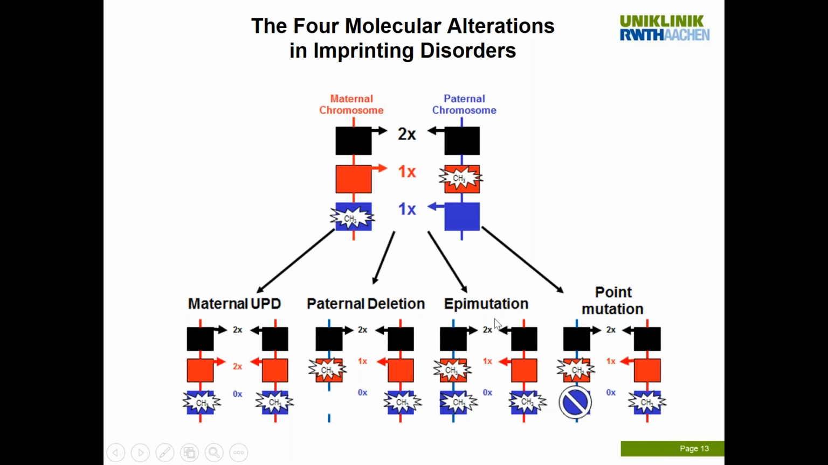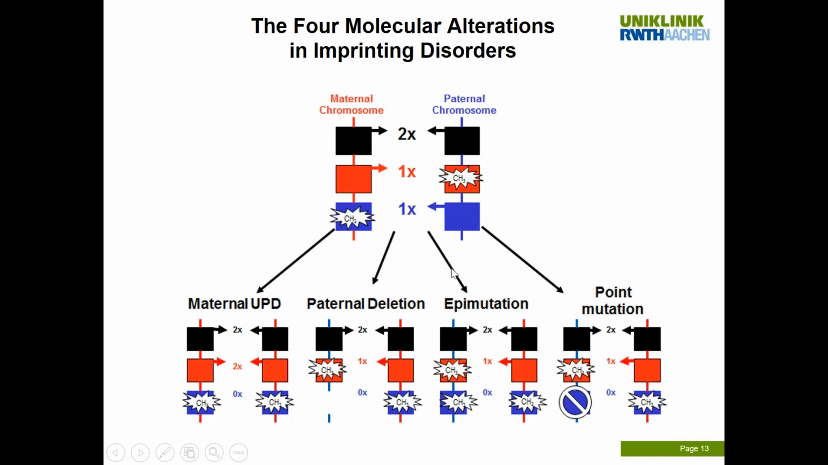You have the same in point mutation. In point mutation, the problem is you might have a very specific gene affected by the molecular alteration, a monogenetic point mutation, a missense mutation, a frameshift mutation. But the problem in this situation is that an imprinted gene is affected, and in case, as shown here, the paternal gene is affected, which you might need for expression, then it's not expressed due to the disturbance by the mutation.